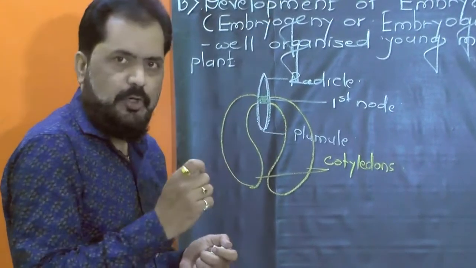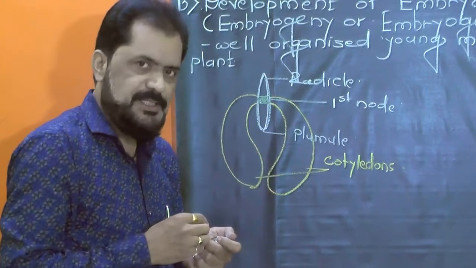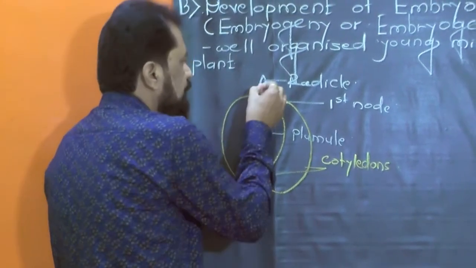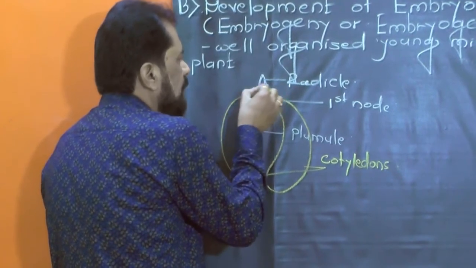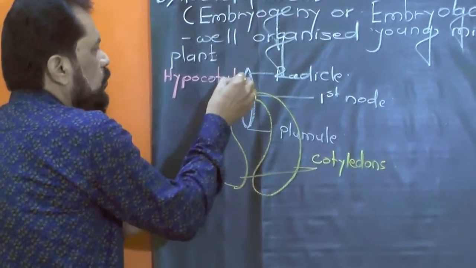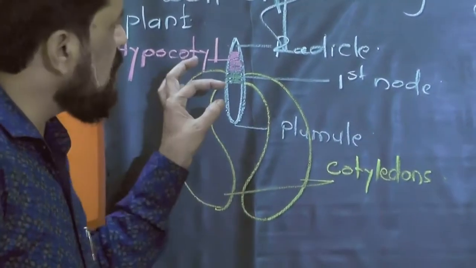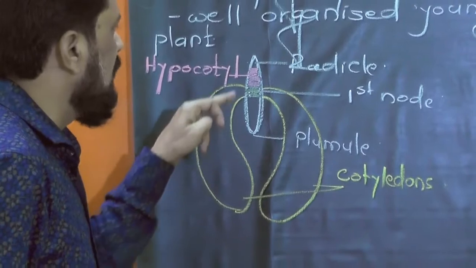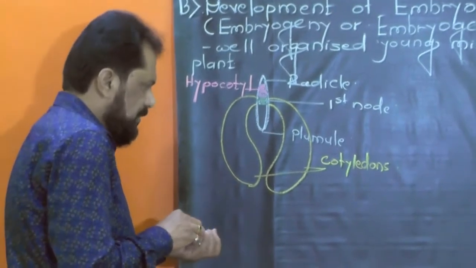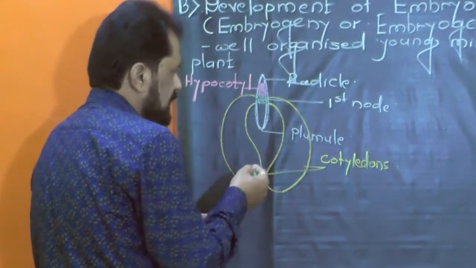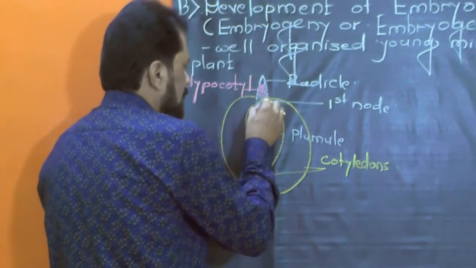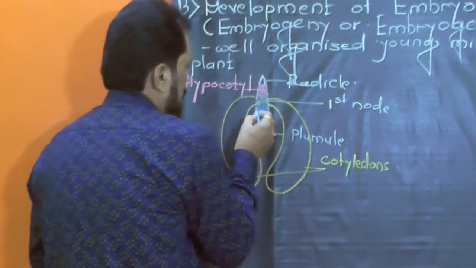Now the part of the embryonal axis between the first node and the radicle is known as the hypocotyl. Please look at the diagram. With the help of pink color I am going to show it. The region of the embryonal axis between the radicle and first node is the hypocotyl, and the region between the plumule and first node is known as the epicotyl.